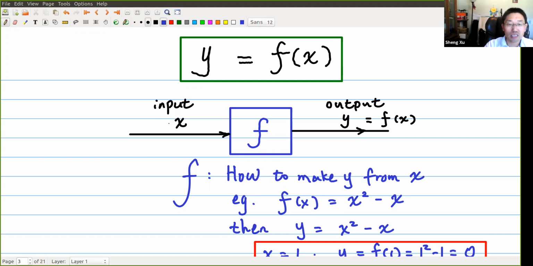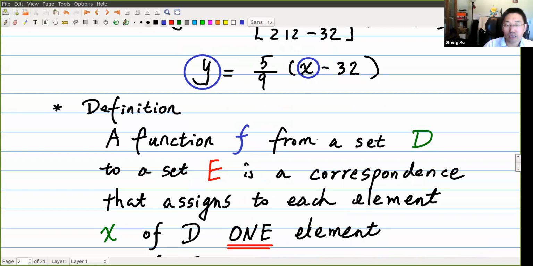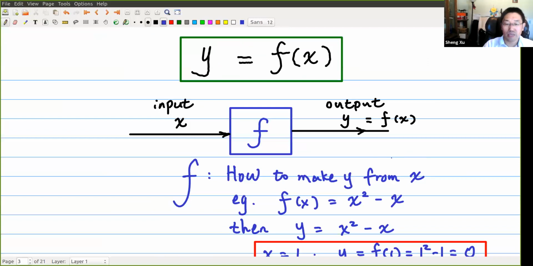If you give me an X number, I will use this X to make a new number, okay? I call it Y, the output, right? Input X, output is Y. Y is equal to what? Y is equal to F of X. F of X normally tells you the mechanism here, right? So it's an expression in terms of X, say X squared, or in the previous case, F of X is equal to 5/9 times X minus 32, right? Is that clear? So that's the mechanism. So this F, the function, tells you how to make Y from X.